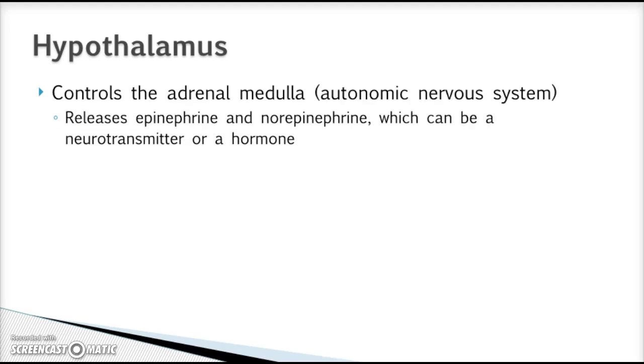The hypothalamus also controls the release of epinephrine and norepinephrine from the adrenal medulla. Because they are coming from an endocrine organ, they are acting like a hormone. But if they were released by a neuron, they would be acting like a neurotransmitter.